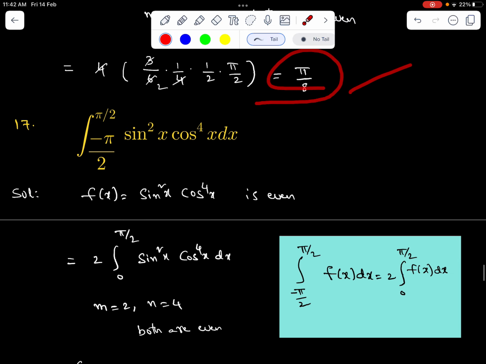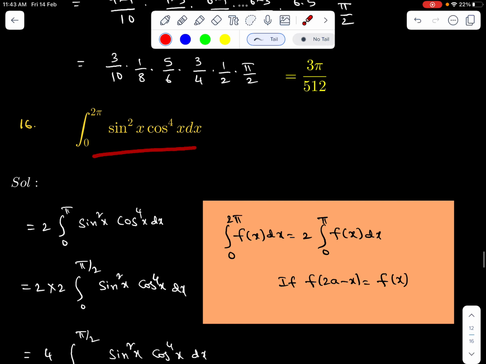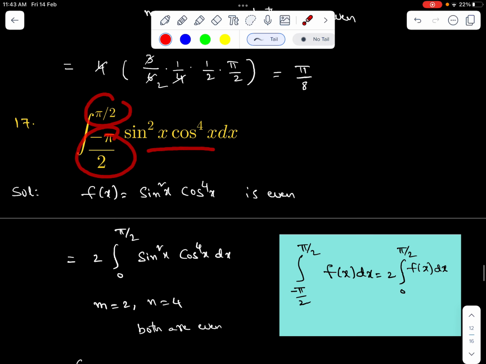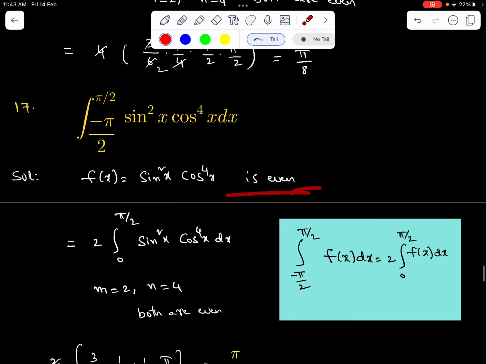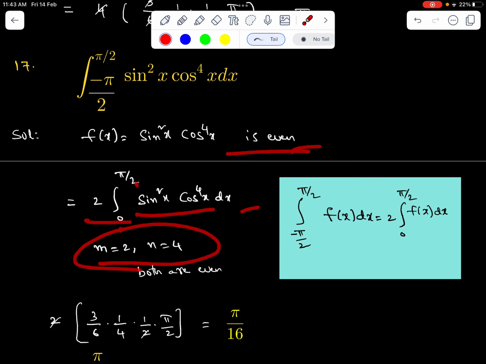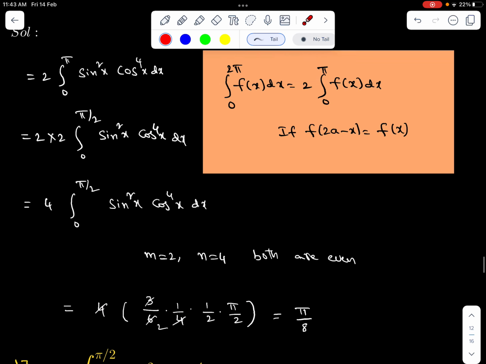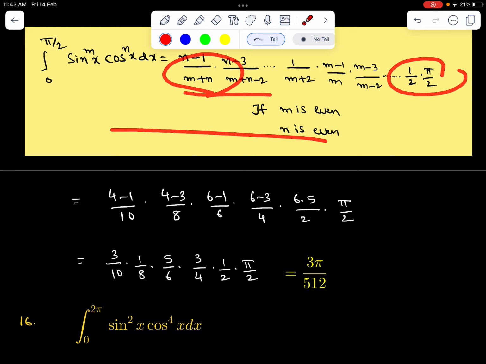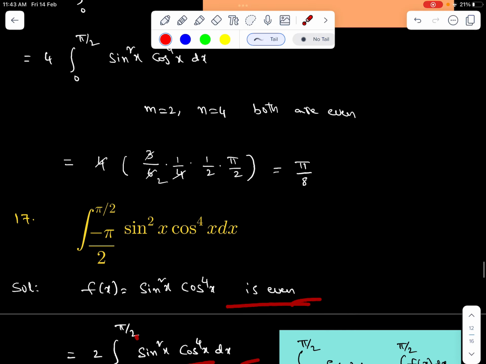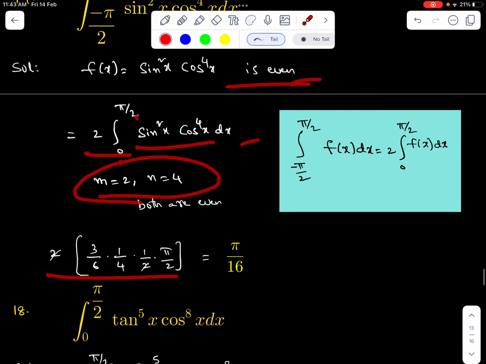Next sum. Minus pi by 2 to plus pi by 2. You can observe these sums 16 and 17 are almost the same, but the intervals are changed. F of x is equal to sin square x cos power 4x, an even function. Therefore, 2 into 0 to pi by 2 sin square x cos power 4x. Both are even. Then you can use this formula, n minus 1 by m plus n minus 3 by m plus n minus 2. In the last, we will get 1 by 2 pi by 2. Therefore, pi by 16 is the answer.